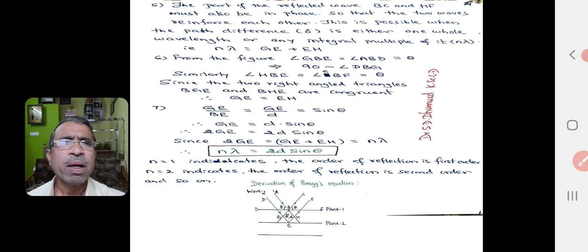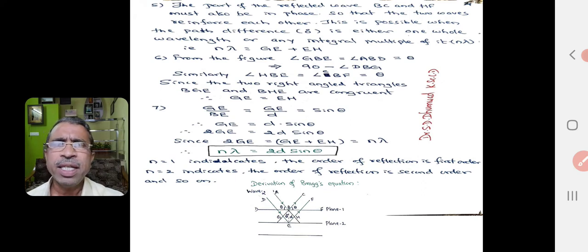From the figure, angle GBE is equal to angle ABD, that is equal to theta. So this is nothing but 90 minus angle DBG. Similarly, angle HBE is equal to angle CBF. This is also equal to theta. Since the two right-angled triangles BGE and BHE are congruent, therefore GE is equal to EH.